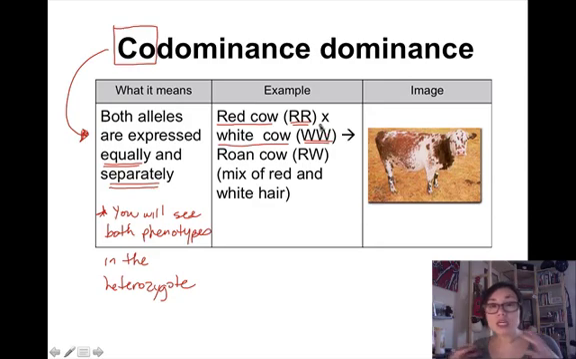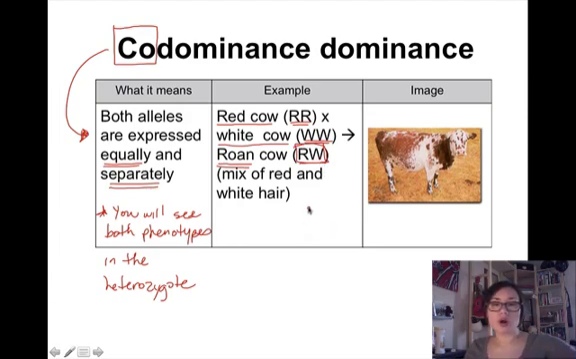So they're going to be equally as strong, and they're not going to give in to one another. But it is also possible to get a cow that is called a roan or has a roan coat, which is a mixture of both red and white hairs. And the only time you would see that is if you have a heterozygote, and that heterozygote is going to be capital R, capital W.